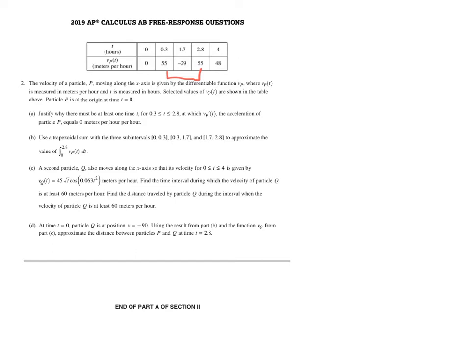I'll do this in blue. They only care about, I'll draw these as trapezoids, these 3 trapezoids, okay? For this problem, for whatever reason, they don't care about this last part. And we're just approximating that value using a trapezoidal sum. I think the easiest way to do that is just do 3 trapezoids and add them together.